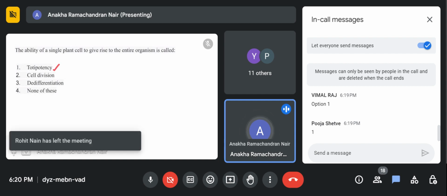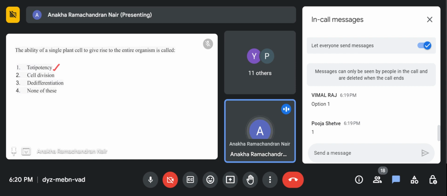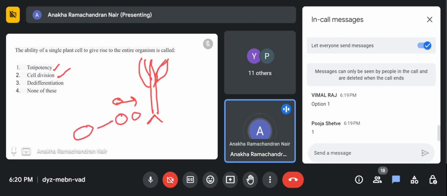So, plant cells have the ability to form an entire organism from a single cell of a plant. It could be any plant cell, it could be from the leaf, roots, flower, any living plant cell has the ability to form an entire plant given the necessary conditions. Okay. Cell division is just division of one cell to give rise to two separate cells.